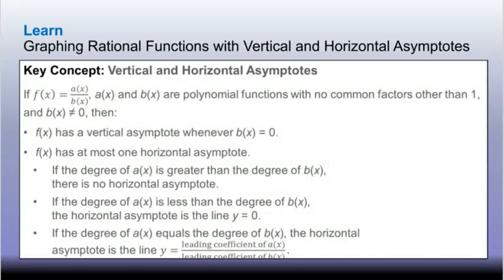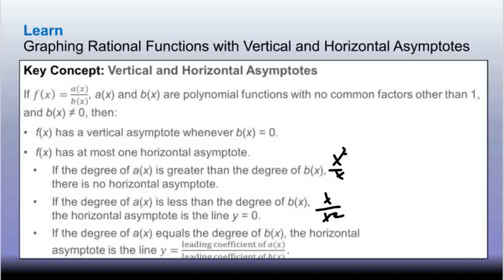there's no horizontal asymptote. If the degree of a of x is less than the degree of b of x, then the horizontal asymptote is y equals 0, which is the x-axis. So that second part means if you have, let's just say, x over x squared. The previous one would have been like x squared over x.